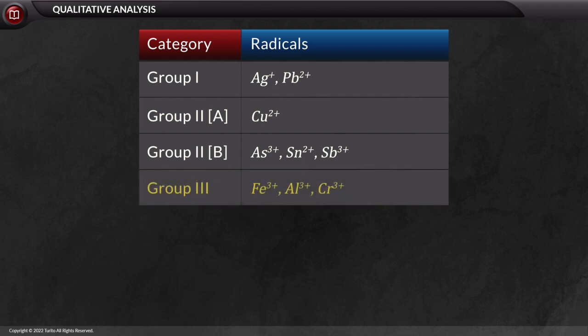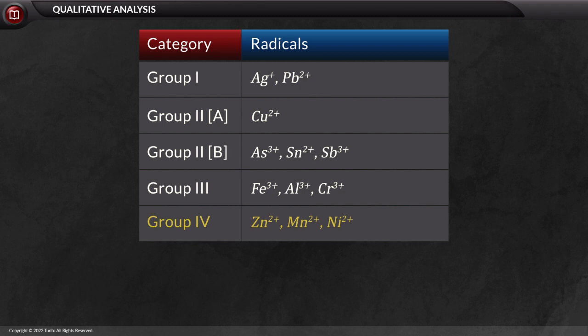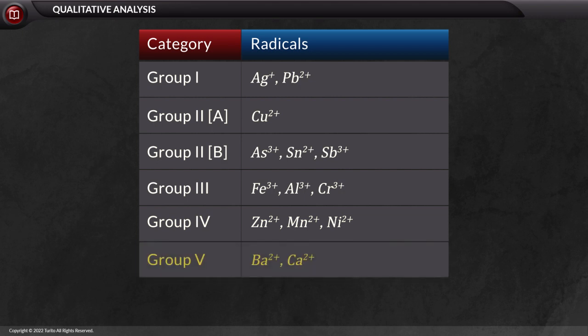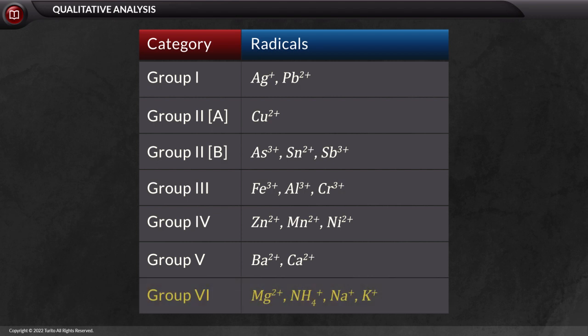Next is the third group, which has ferric, aluminium 3+, and last is chromium 3+. Followed by these is the fourth group, which has Zn2+, Mn2+, and Ni2+. Further, group fifth has barium 2+ and calcium 2+. Finally, the sixth group has Mg2+, NH4+, Na+, and K+.